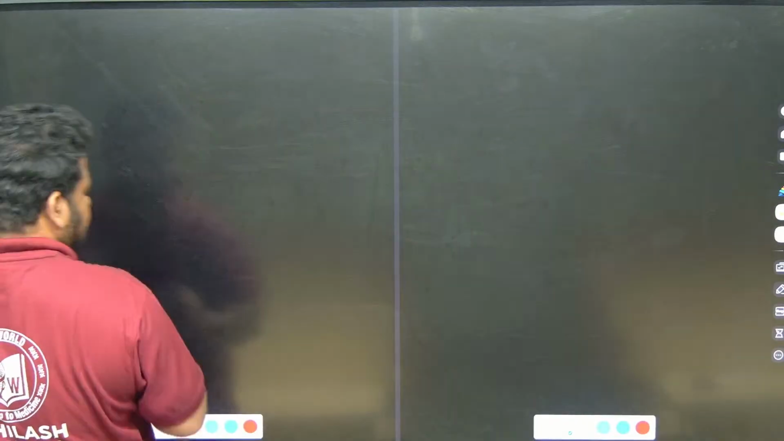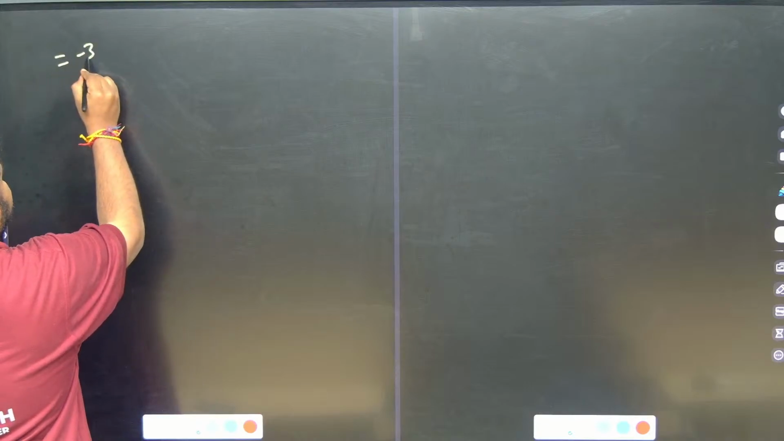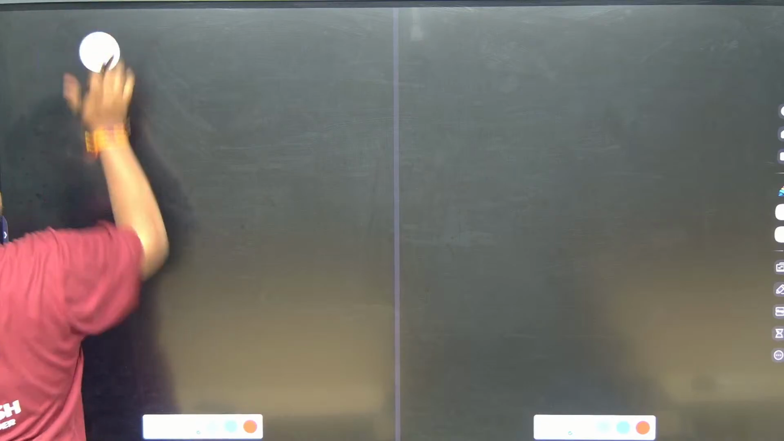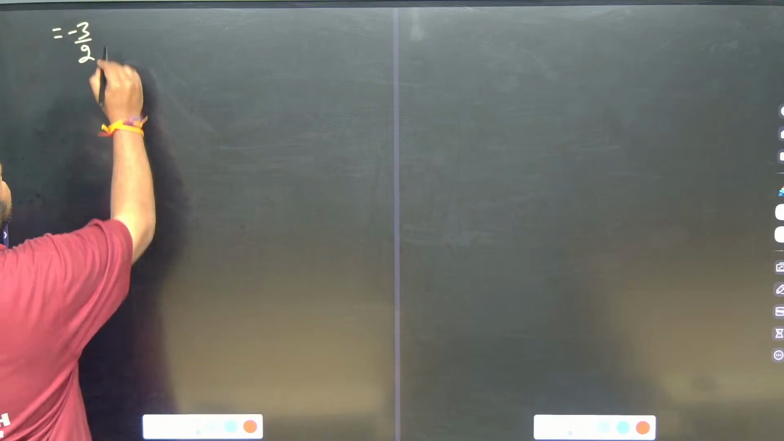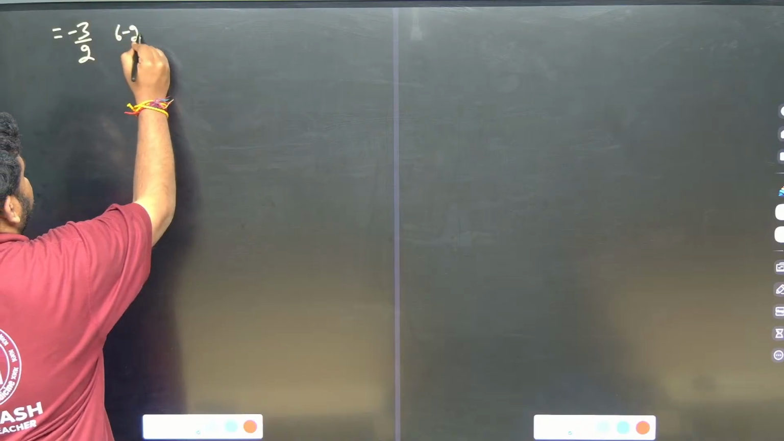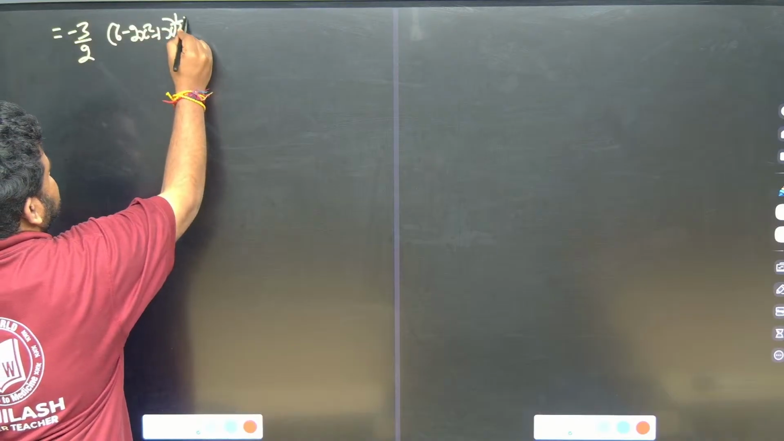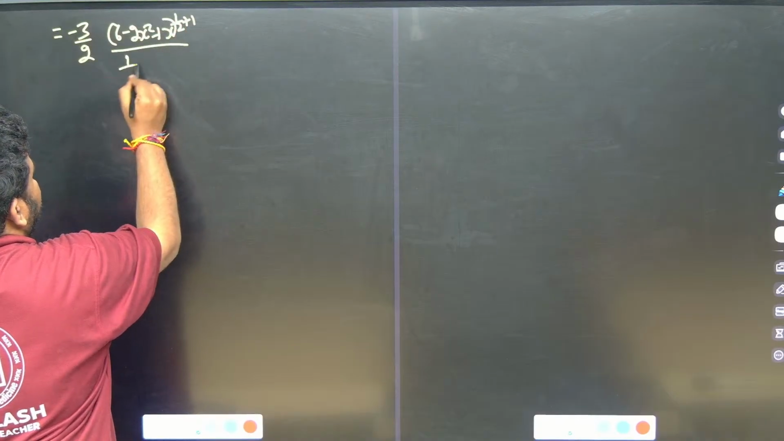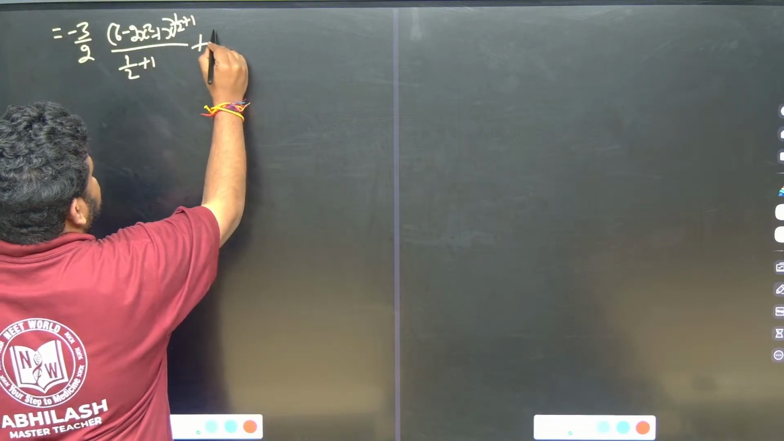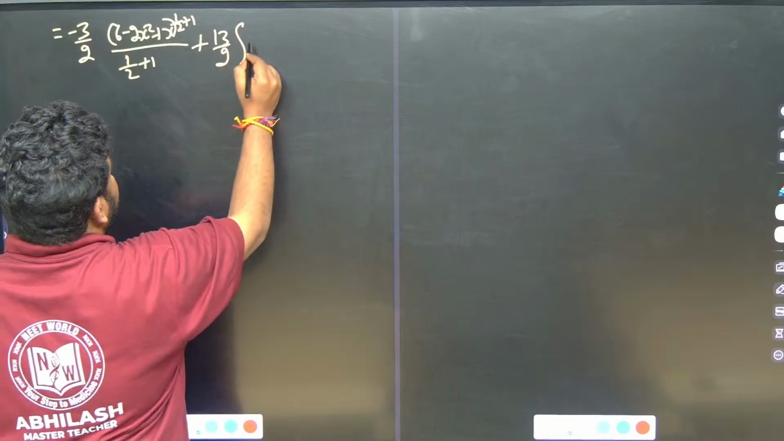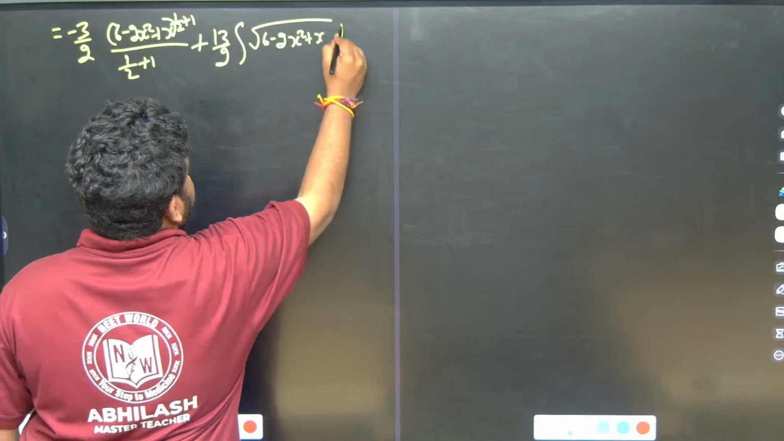So this would be equal to minus 3 by 2. After differentiating, what we will have is 6 minus 2x square plus x to the power of 1 by 2 plus 1, divided by 1 by 2 plus 1. I will write the reason later. So this will be equal to plus 13 by 2 into integral of the square root of 6 minus 2x square plus x dx. This is what we are having.